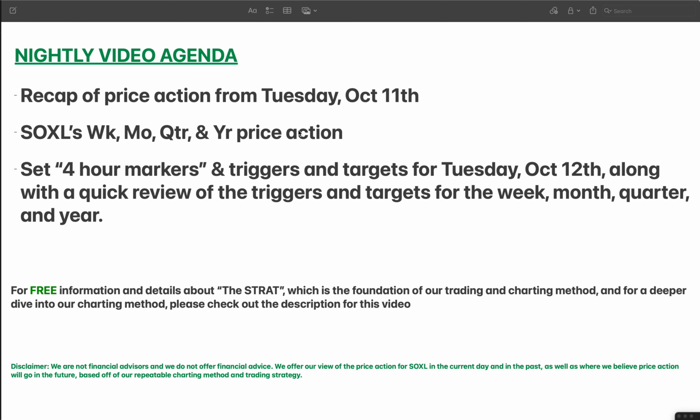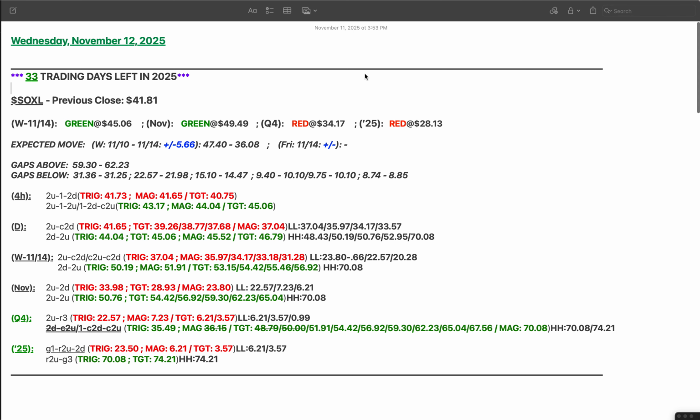Let's go back to our notes here and just look at the hard numbers from a short-term trading perspective. So this is for Wednesday, November 12th. On Wednesday, there will be 33 trading days left in 2025. The close price on Tuesday, November 11th, was 41.81. And then we know what we've got for our flip levels here. We've got to get to 45.06 to flip the week green. We've got to get to 49.49 to flip the month green.